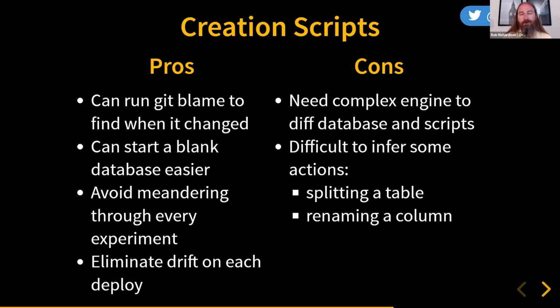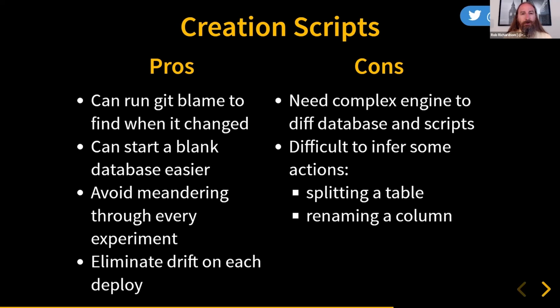And we eliminate drift on each deployment. If the database has meandered away from us, we can run this diff engine, notice that it isn't in compliance, and undo those changes. That's perfect. On the downside, we need a much more complex engine to be able to run this. So we need to be able to get that engine that can diff a folder and a database and be able to infer the distance between here and there.